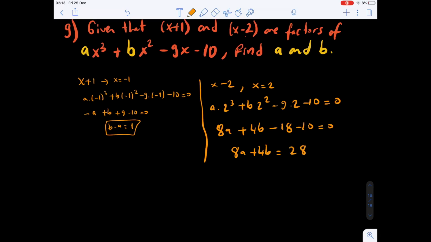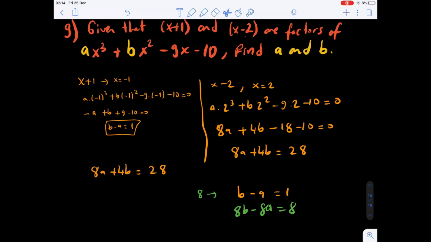So b minus a is here. Let's see what we have. I have 8a plus 4b, and I have b minus a equals 1. I have to eliminate right now. If I multiply both sides of the equation, the equation will not change. So I'll have 8b minus 8a equals 8.